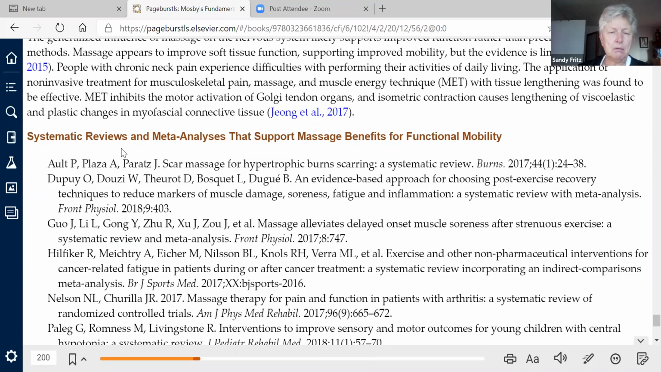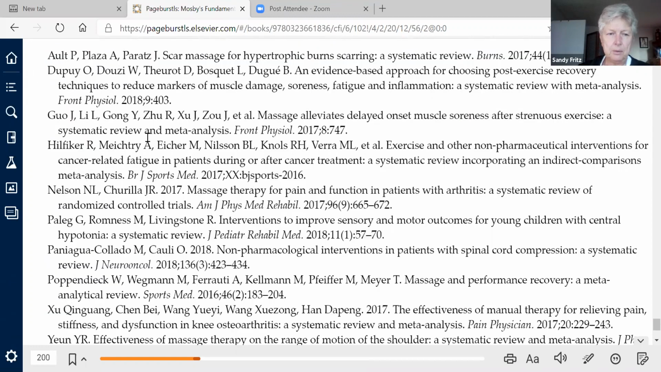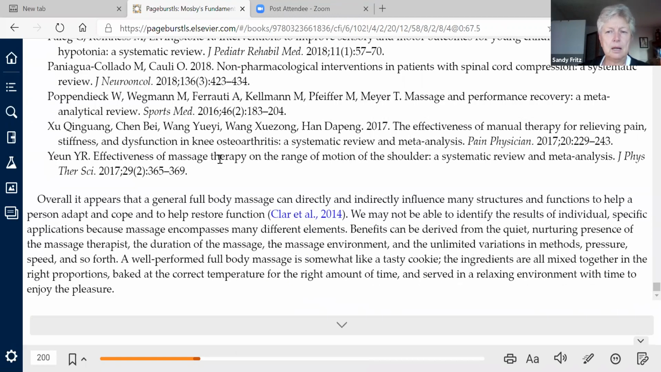And here are the systematic reviews. As you will see, the justification statement here is a little bit more ambiguous. Overall, it appears that a general full body massage can directly and indirectly influence many structures and functions to help a person adapt and cope and help to restore function. Here's the research on that.